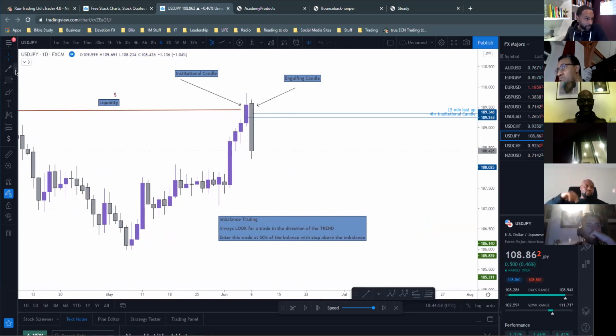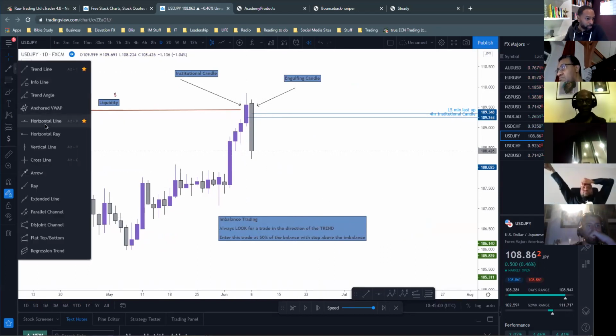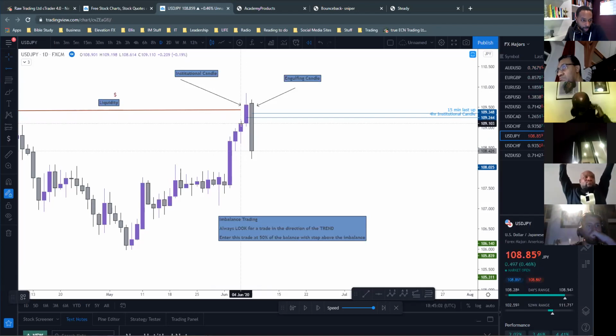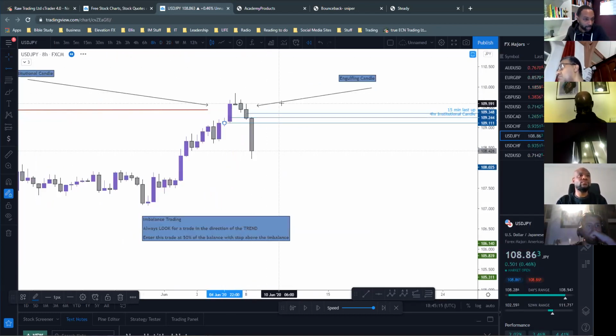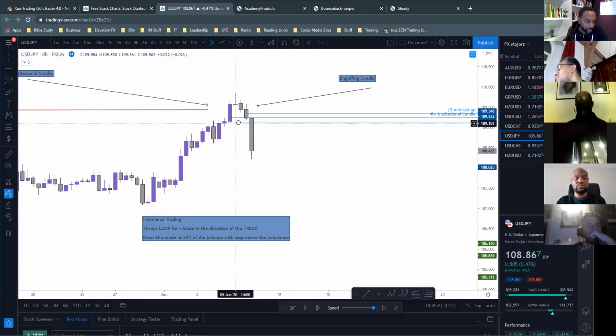So what I start by doing is putting my horizontal ray at the open of the institutional candle, like that, because that's where the price is going to come to first. And then we do like we did on the top down, we start to drill down into the lower time frames. There it is right there. So this same candle can now go here. That's the open of the 8-hour candle that grabs the liquidity. Then we start to drill down a little bit more.